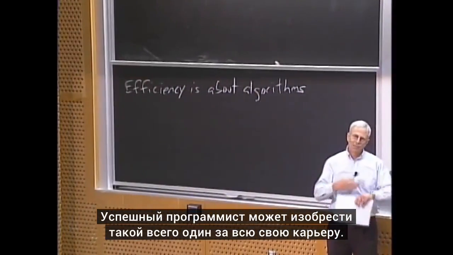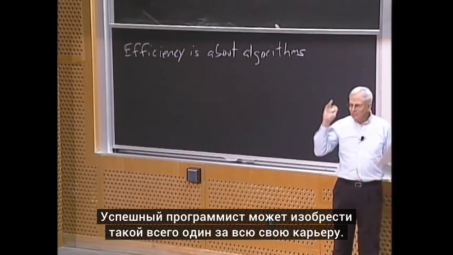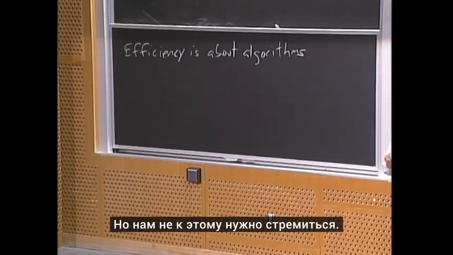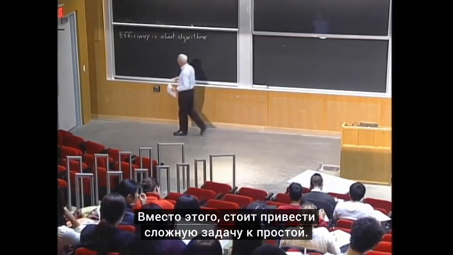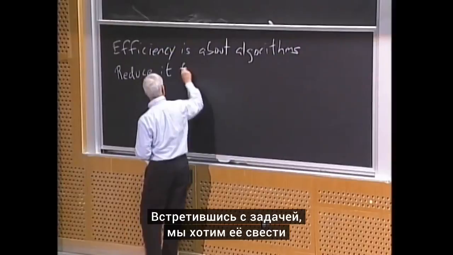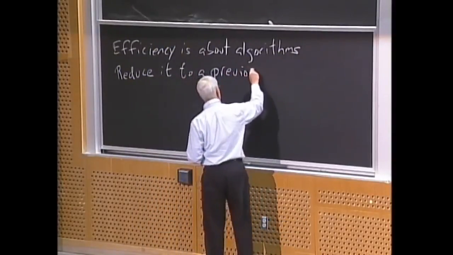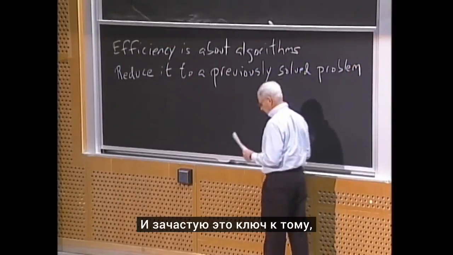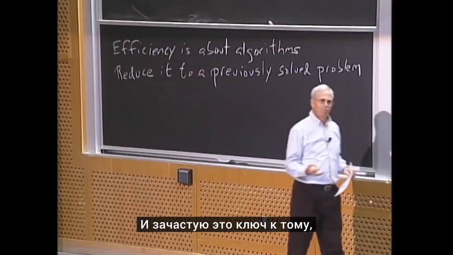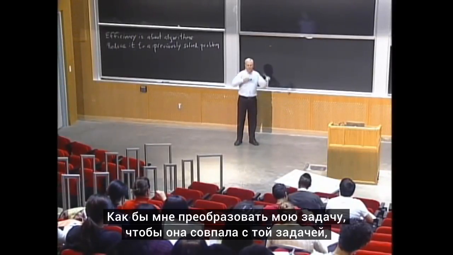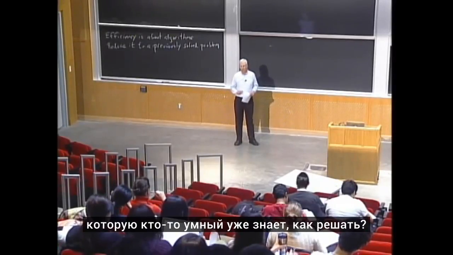Clever algorithms are hard to invent. A successful computer scientist might invent maybe one in his or her whole career. I have to say I have invented 0 important algorithms in my whole career. Therefore, we don't depend upon being able to do that. Instead, what we depend upon is problem reduction. When confronted with a problem, we want to reduce it to a previously solved problem. And this is really often the key to taking some problem and fitting it into a useful computation. We sit back and say, well, this looks a little bit like this other problem. How can I transform my problem to match a problem that some clever person already knows how to solve?